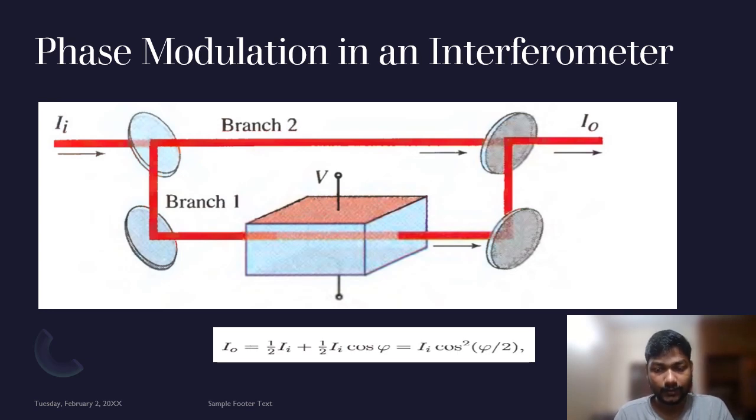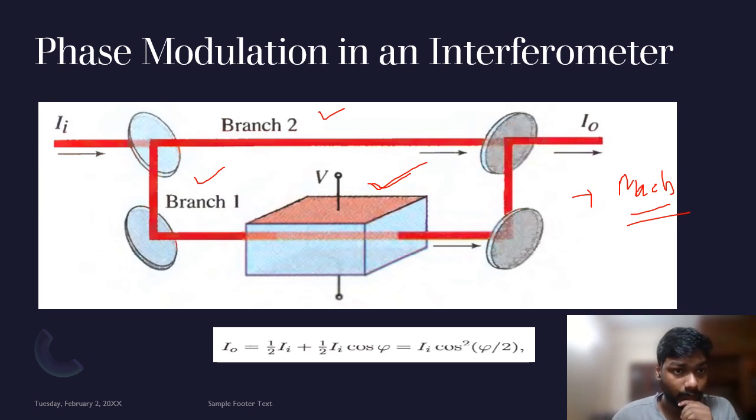The other one, as we have discussed, there are three parts in the electro-optic effect. This one is the phase modulation in an interferometer. This is basically a Mach-Zehnder interferometer. There are two branches, branch one and branch two, and in branch two we are applying an electric field. In this case we are using phase modulation to affect the intensity of the light. Here I_i is the incident intensity, and as there are two branches, it is divided into I_i by 2 and I_i by 2.